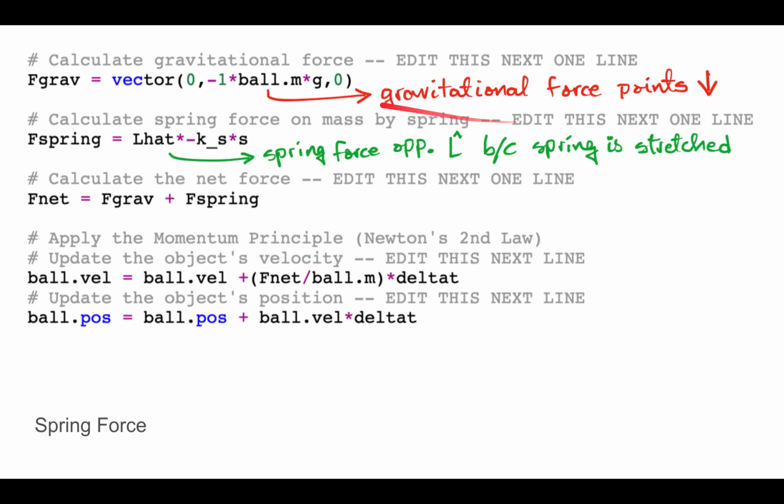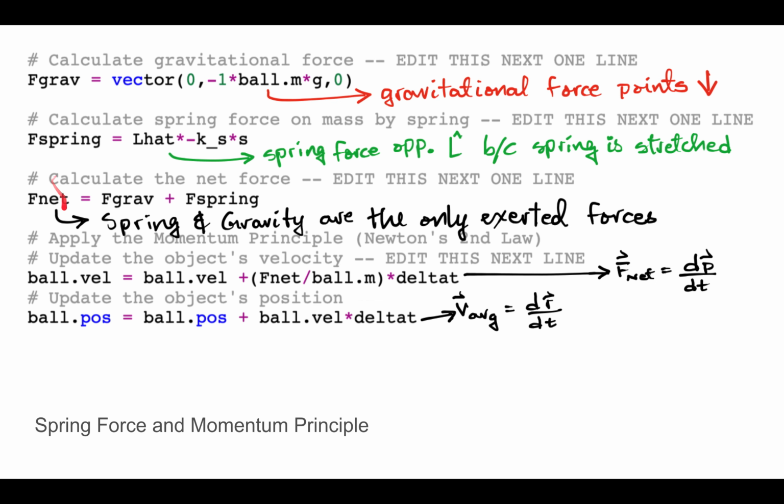We have that mg points downwards, and that spring force opposes L hat because the spring is stretched. We also have that spring and gravity are the only exerted forces, so we can account for F net only through F grav and F spring. And then we also have the good old momentum principle, which we can also use to derive the velocity, the definition of velocity.